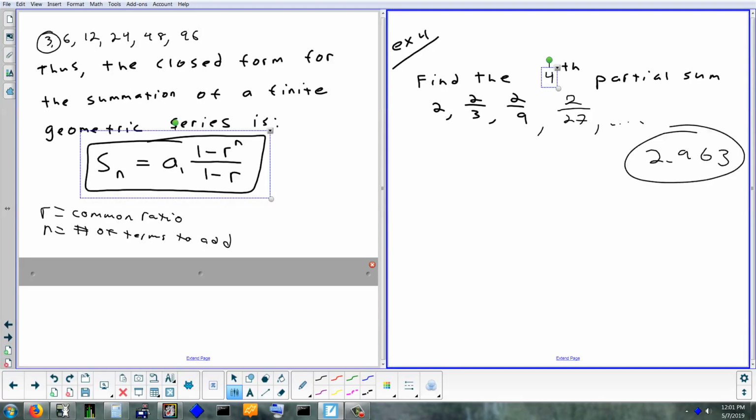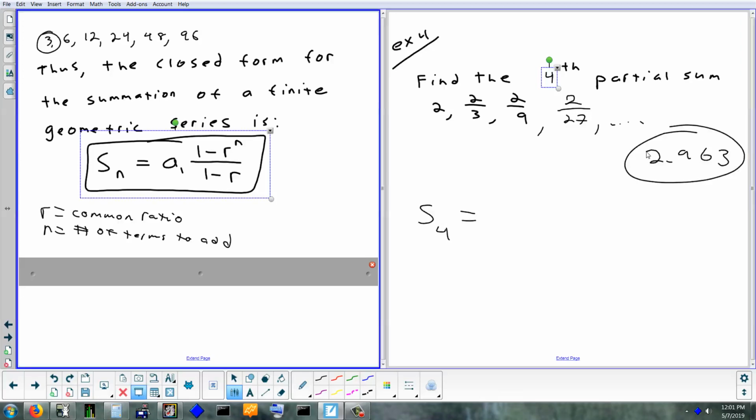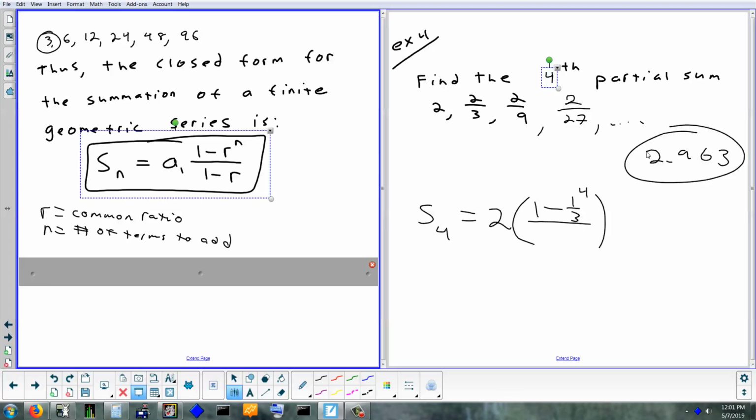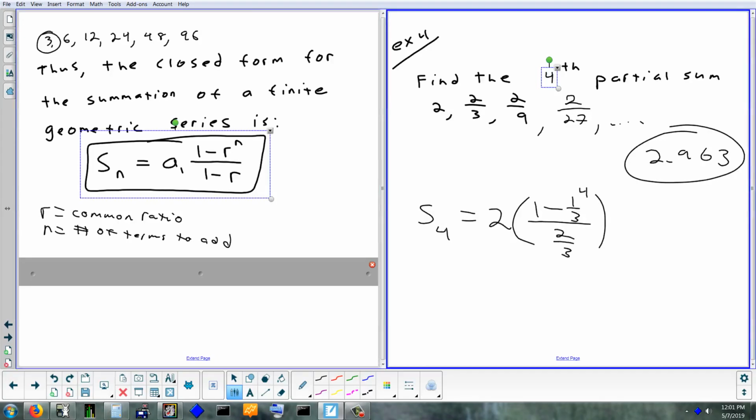Now let's use our formula and see if we get the same thing. The 4th partial sum. What's my first term? 2 times, in parentheses, 1 minus, what am I multiplying by each time? 1/3. To the, how many terms am I adding up? 4. Divided by 1 minus r. What's 1 minus 1/3? 2/3. In theory, that should come out to 2.96.